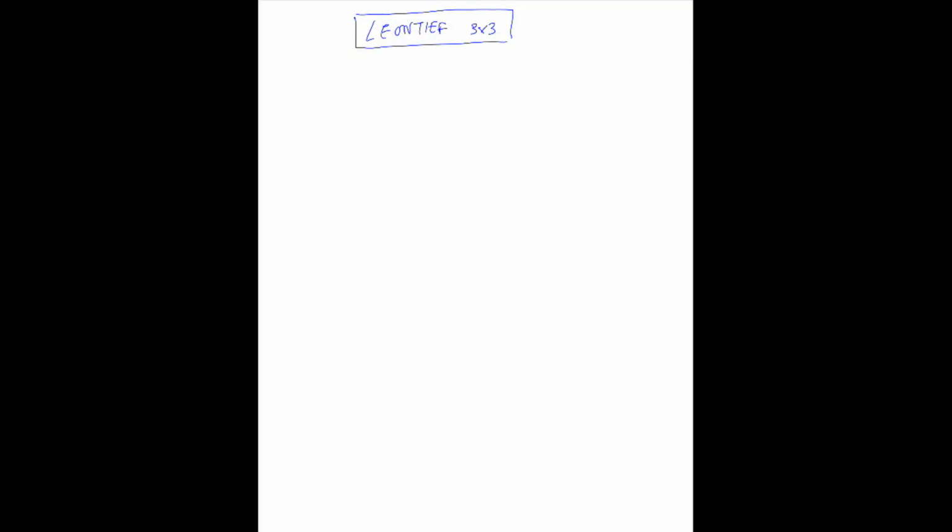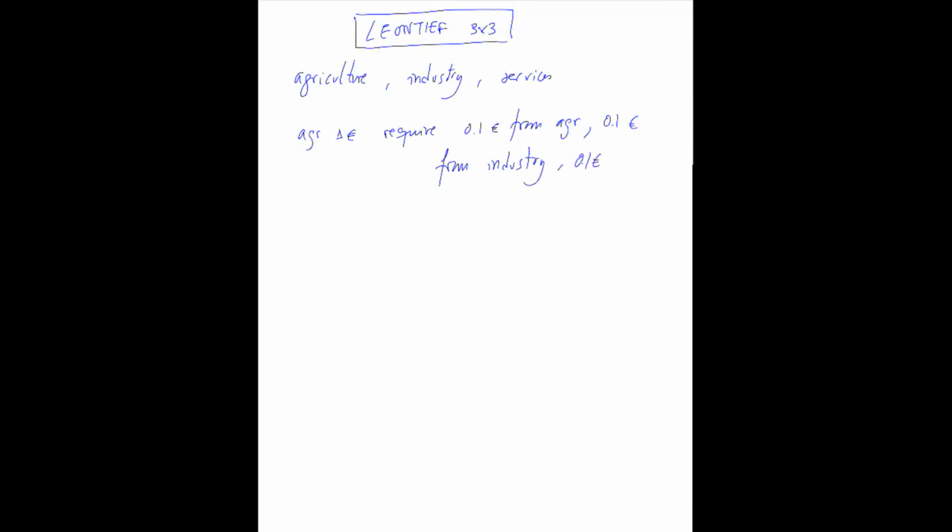So we're assuming here we have three sectors: agriculture, industry, and services. And the assumptions regarding the consumption among the sectors are as follows. To produce one output in agriculture, output of €1, we require 0.1 euros from agriculture, 0.1 euros from the industry sector, and again 0.1 euros from the services.